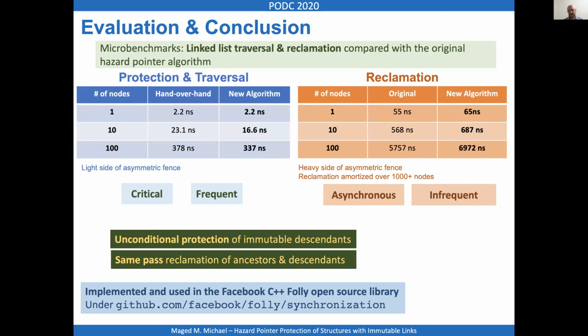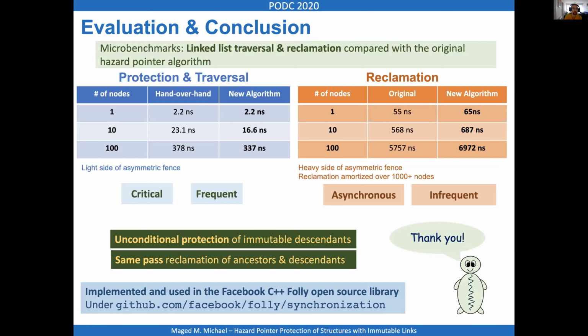Finally, as I wrap up, this is unconditional protection of immutable descendants. It allows same-pass reclamation of ancestors and descendants. You can see that it's implemented and used in the Facebook C++ library. You can find that code on GitHub, and thank you.